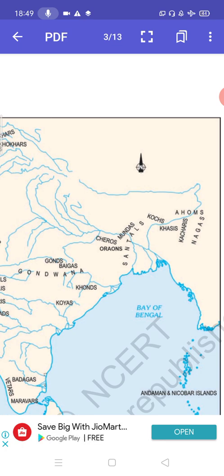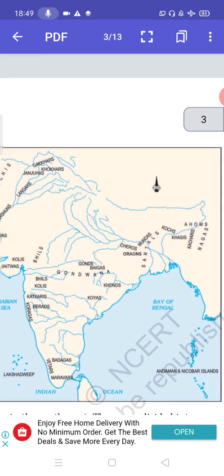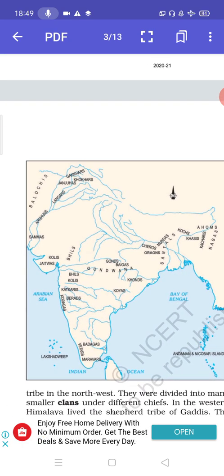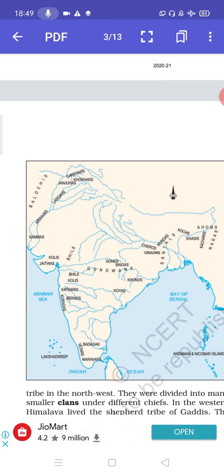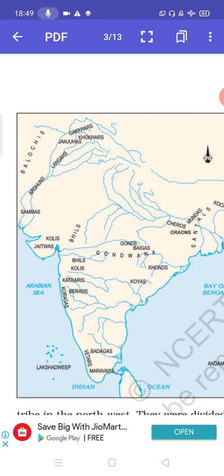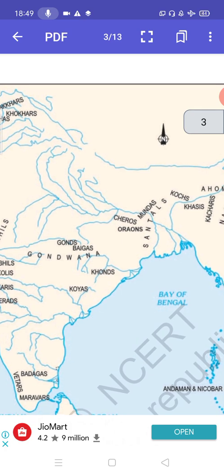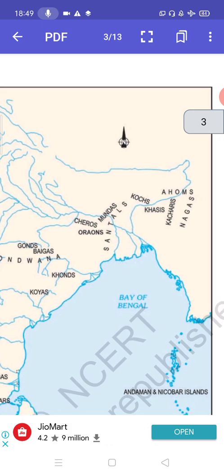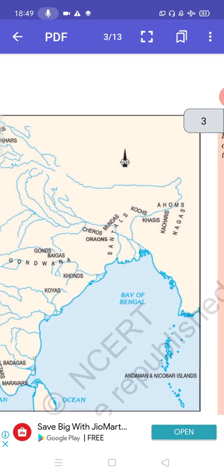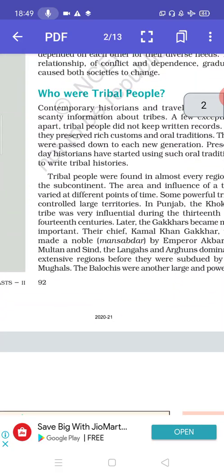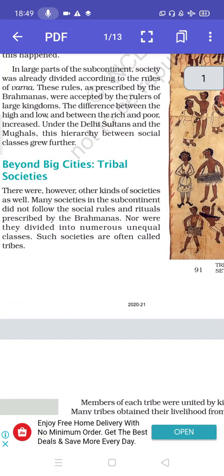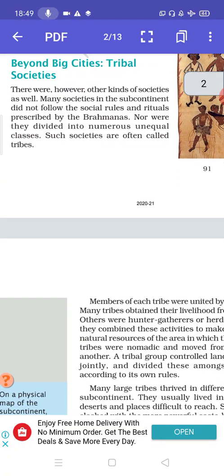Please practice this map. And for the exam, you will be needing a physical map of India. Please remember my words. You will be needing a physical map of India. I am repeating the places: Baluchis, Gokhars, Gonds, Gondwanas, Bheels, Santhals, Ahoms. Right? So please mark these places on the map of India and paste it where you will be doing the question answers. Now let's proceed with the chapter.